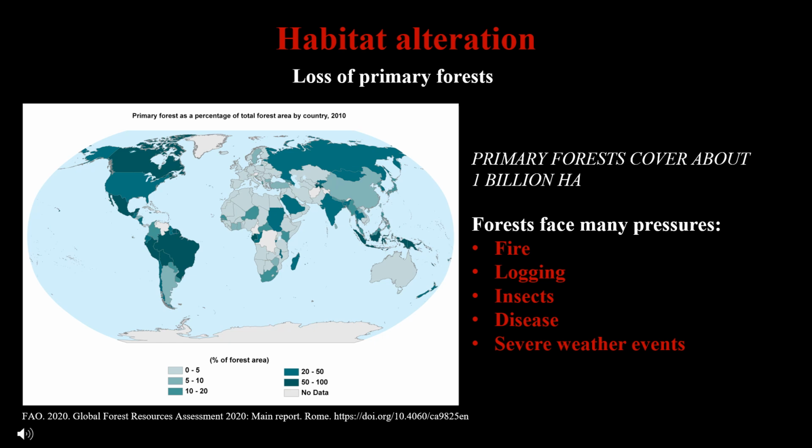One of the most striking cases of habitat alteration concerns the loss of primary forests. A primary forest is one that does not have clearly visible indications of human activities and no significant disturbances in ecological processes, including the presence of non-native species. Primary forests now cover about 1 billion hectares and face different kinds of pressures that alter their structure and functioning. Logging and timbering, fire, this one particularly concentrated in the tropical regions of Africa and South America, emerging diseases and invasive insects, beside severe weather events.